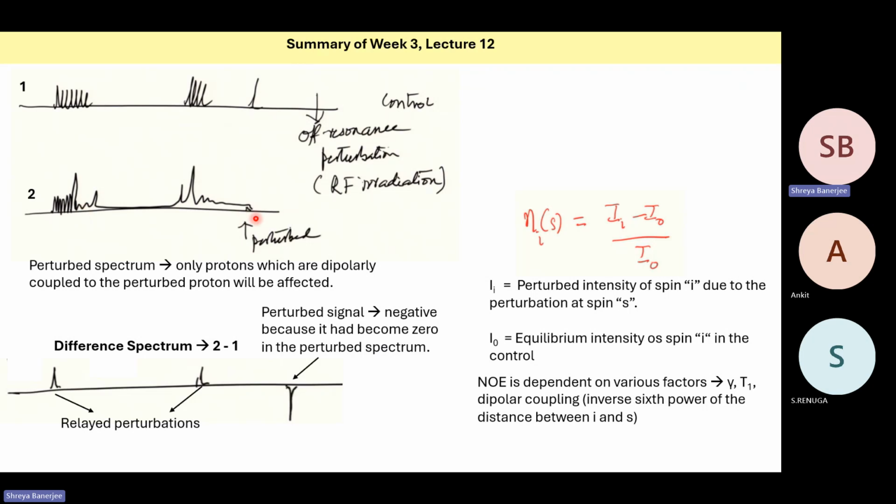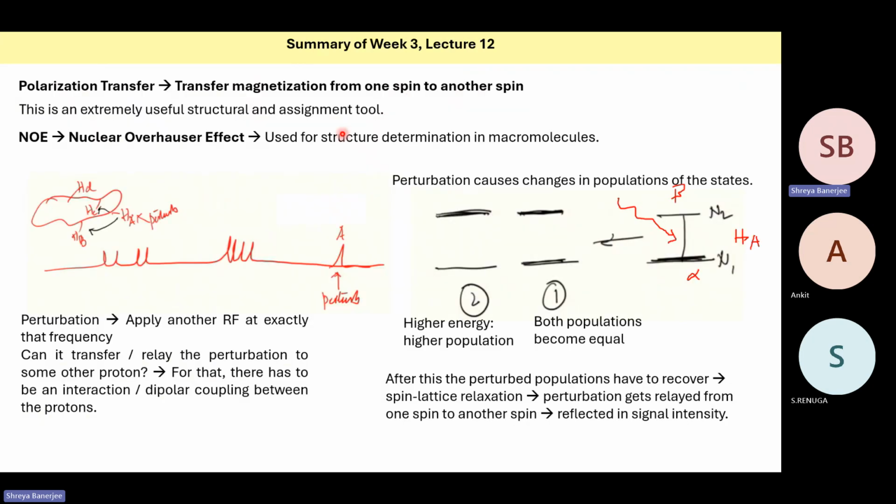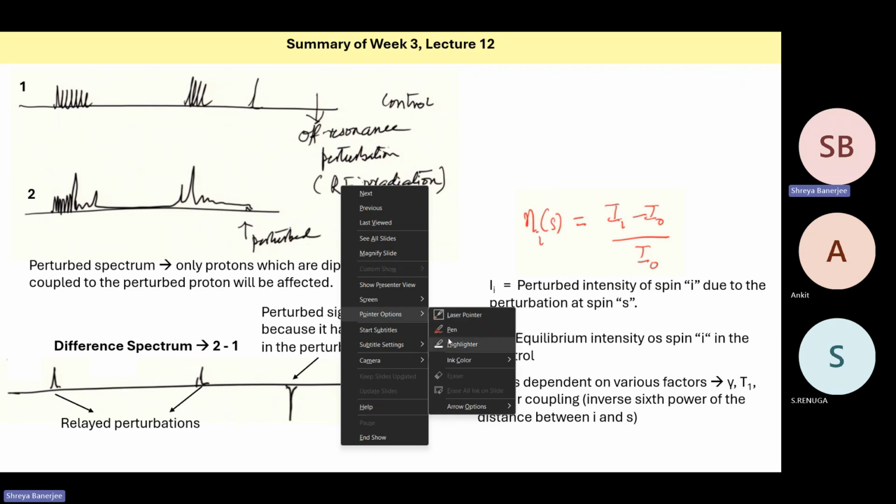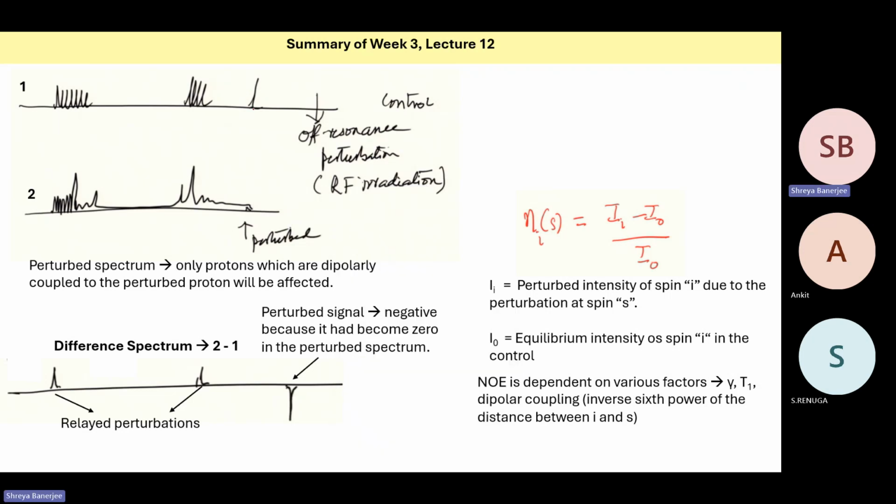The second spectra is where you have specifically perturbed, suppose, HA. So the signal of HA will completely vanish. So you can imagine this is here, there is no signal here. So the signal of HA has completely vanished.